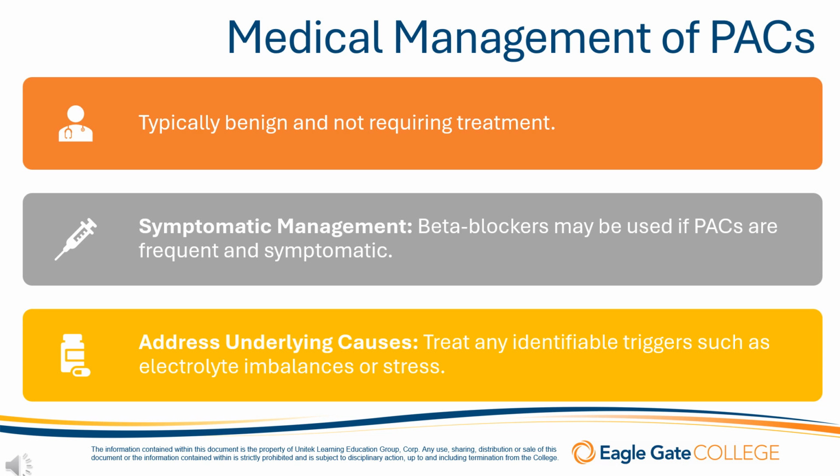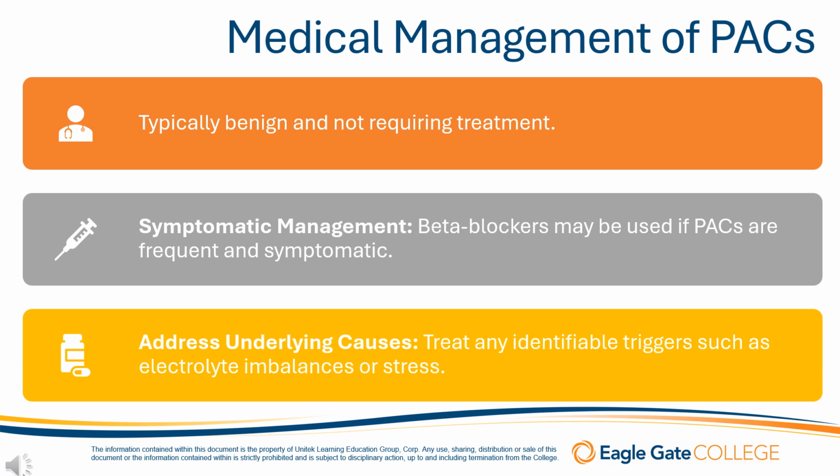Electrolyte imbalances, particularly involving potassium, magnesium, or calcium levels, can increase the likelihood of PACs. Blood tests can help to identify these imbalances. Correcting them through dietary changes or supplementation can reduce the occurrence of PACs. For example, increasing dietary intake of potassium-rich foods or using magnesium supplements may be beneficial.